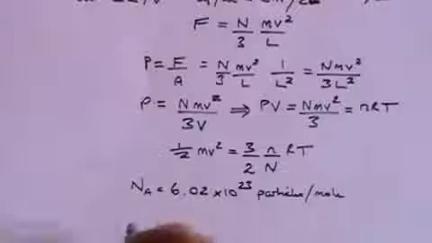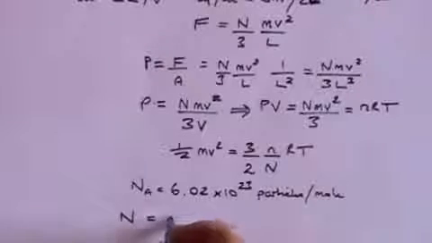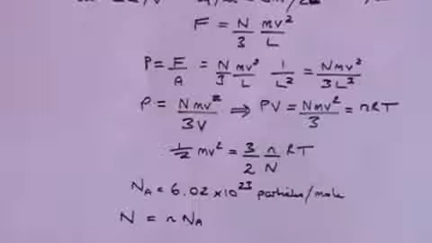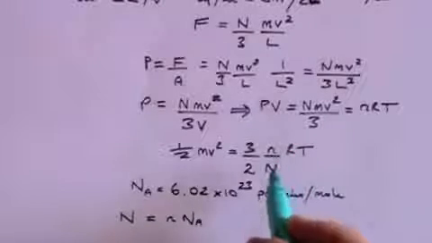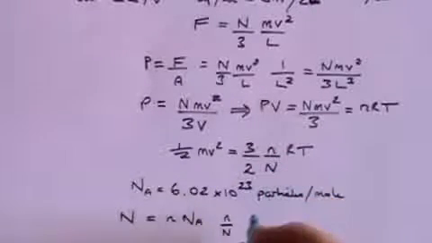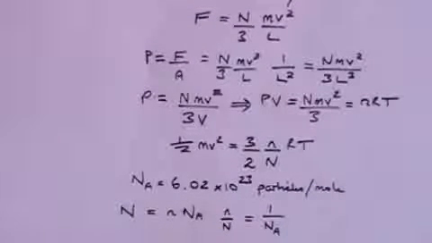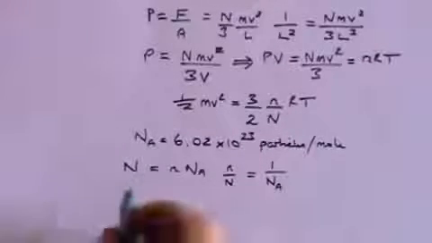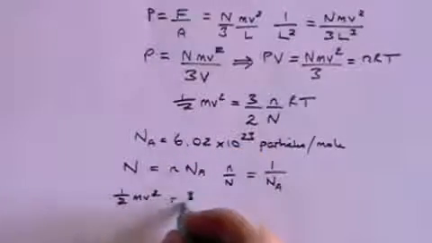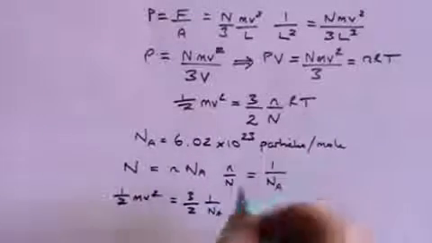So now we can write that the total number of molecules in the box is equal to the total number of moles times the Avogadro number Na. And that means that N divided by n, this term here, is equal to 1 divided by the Avogadro number Na. So now we can write that the energy, which is half mv squared here, equals 3 over 2. N over n is now 1 over Na, RT.